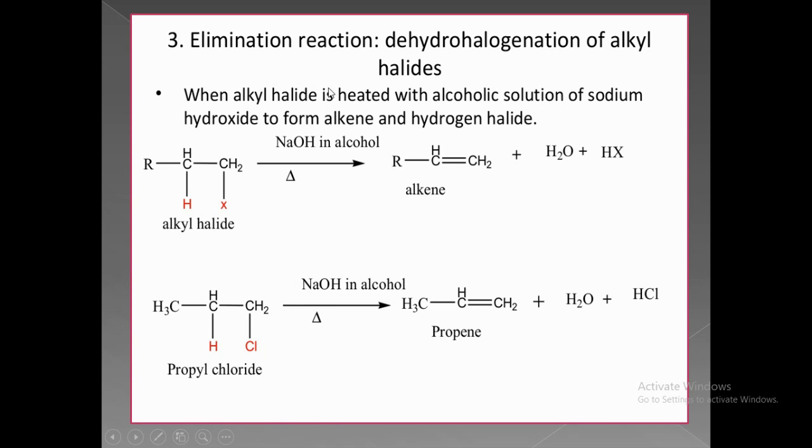When alkyl halide is heated with an alcoholic solution of sodium hydroxide, it forms alkene and hydrogen halide. Okay, so it generates an unsymmetrical alkene, for example propene, by the elimination reaction.